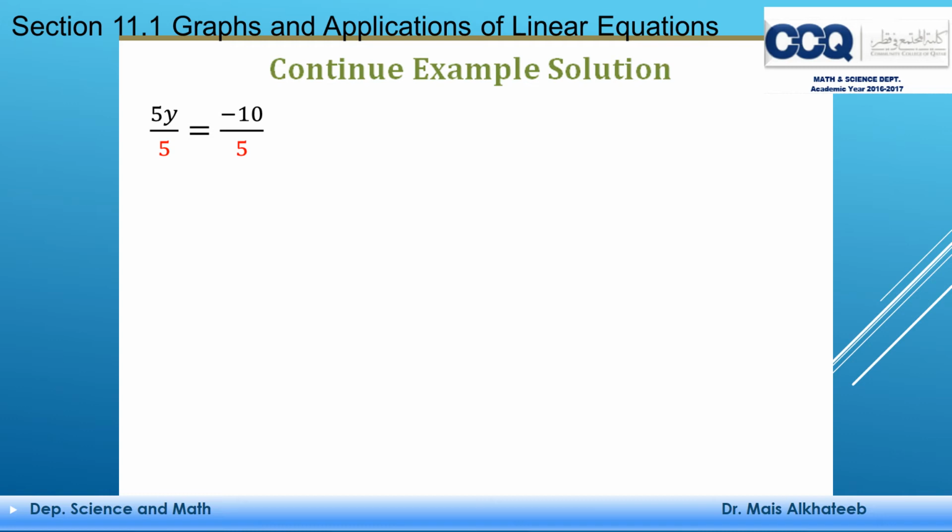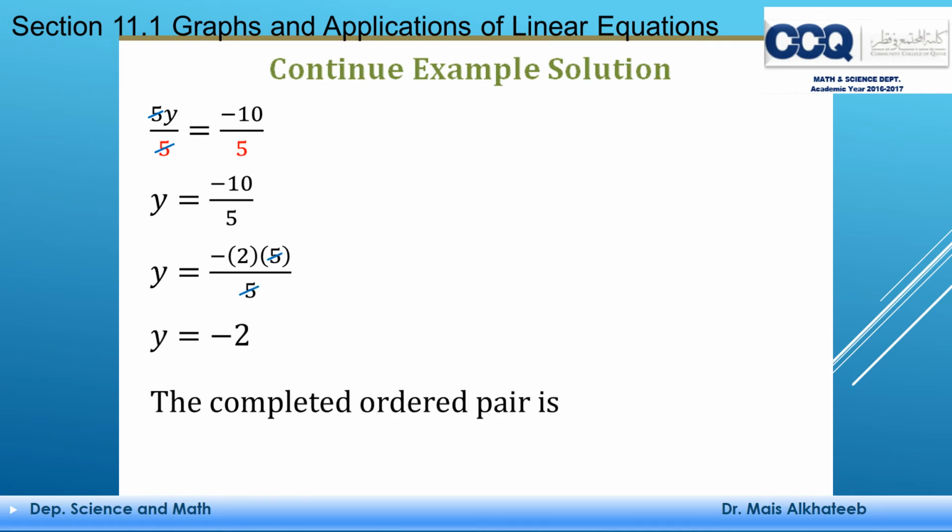Now 5y over 5 gives 1y, and minus 10 over 5 equals minus 2. So I have the completed ordered pair. I have calculated y. They already gave me x equal 3, and I found y, which is minus 2.